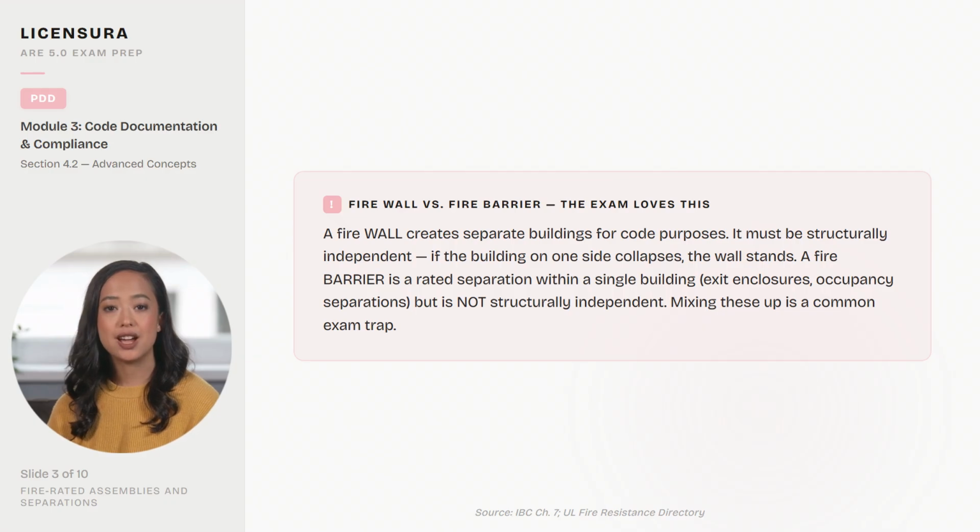Firewall versus fire barrier. The exam loves this. A firewall creates separate buildings for code purposes. It must be structurally independent. If the building on one side collapses, the wall stands. A fire barrier is a rated separation within a single building: exit enclosures, occupancy separations, but it is not structurally independent. Mixing these up is a common exam trap.